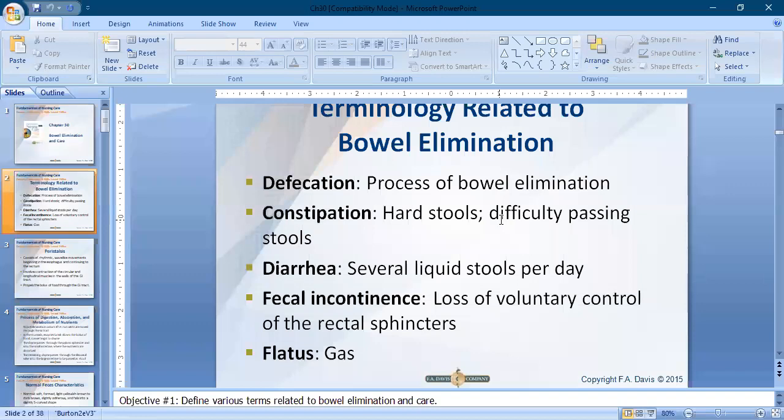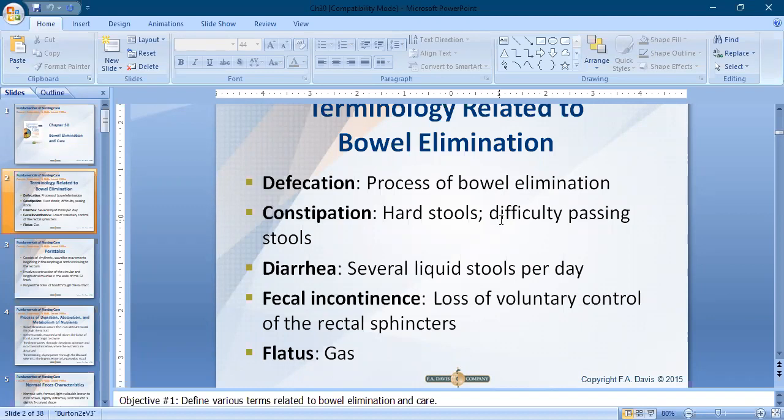The NCLEX board sometimes asks, if a question comes about diarrhea or vomiting, what are the signs of dehydration? Because diarrhea and vomiting can cause dehydration, right? The symptoms of dehydration are increased pulse rate, hypotension, poor skin turgor, elevated temperature, and dry mucous membranes. In every class, I explain the signs and symptoms of dehydration. Also, if a patient has diarrhea, you have to apply a moisture barrier around the anus.